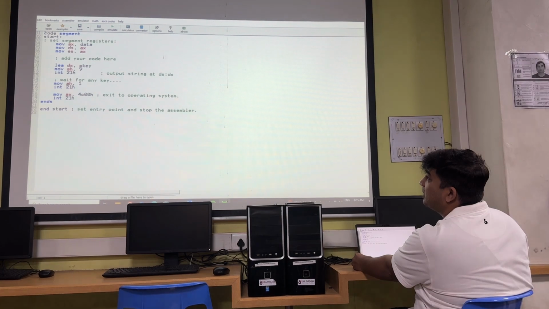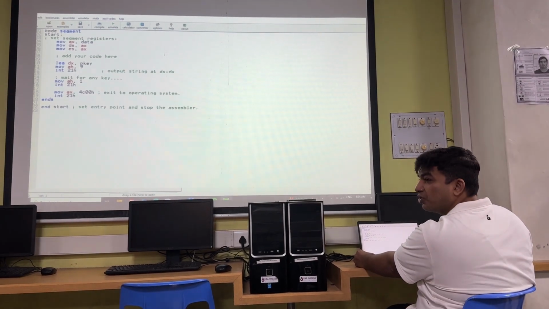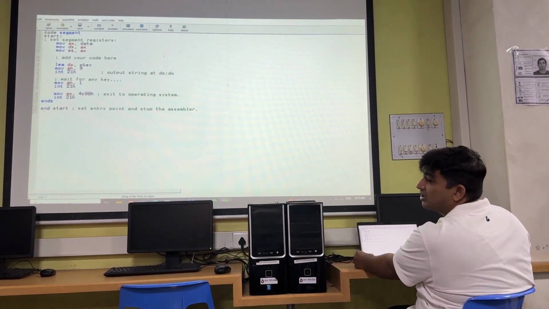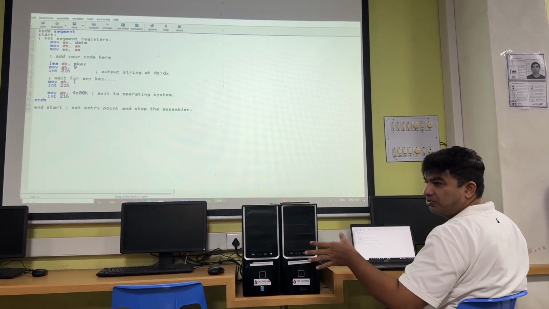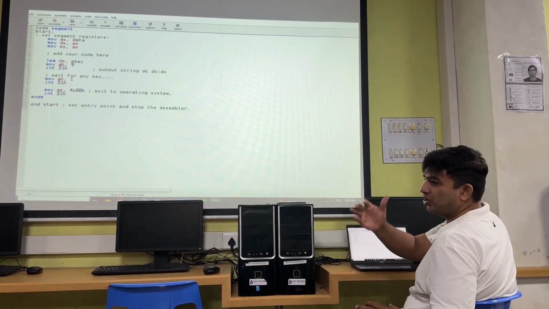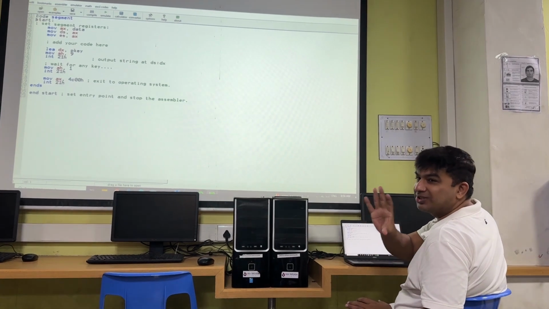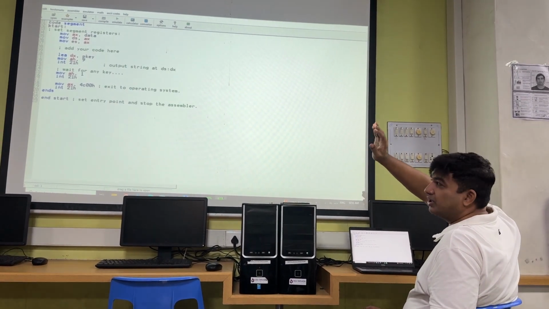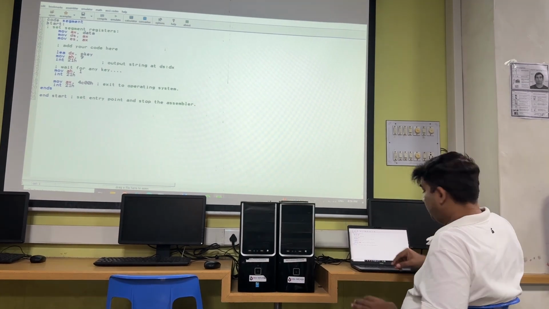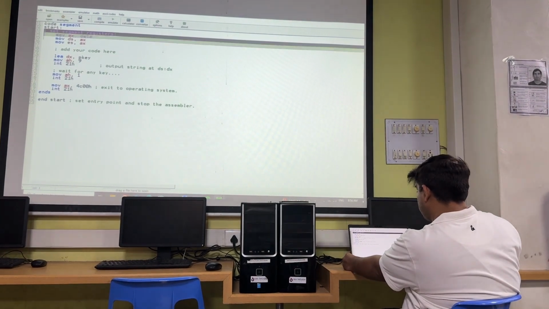Segment is an assembler directive. It will tell me that this is my logical segment. Start is a keyword. It is not an assembler directive. It is like main in your C program. Your compiler goes to main and starts executing your code in C language. In the same way, the assembler first goes to the start keyword and then it starts executing. Understand? Okay.